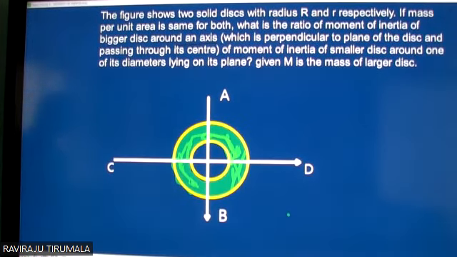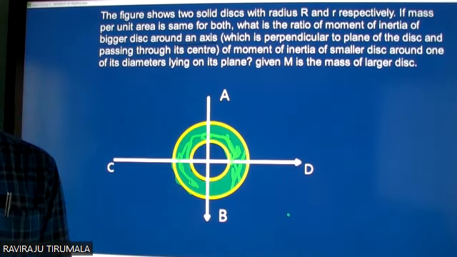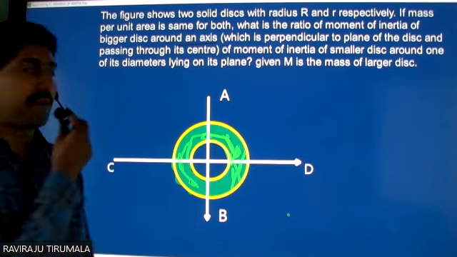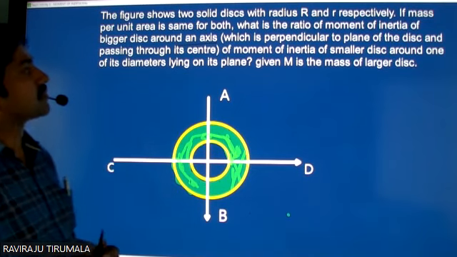How many discs are given here? 2 discs are given here. Are both of these having the same dimensions? No. One is having radius capital R, the other is having radius small r. Let me consider capital R is greater than small r. One is the bigger one and the other is the smaller one.